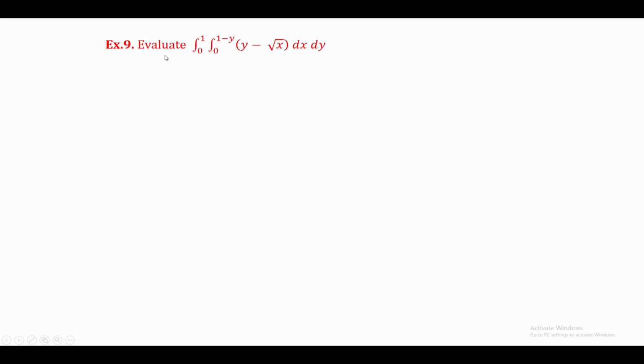Example number 9. Evaluate integration limit 0 to 1, integration limit 0 to 1 minus y, function is y minus root x dx dy. Now here, integration limit 0 to 1 minus y means these are values of x. In this integration x varies from 0 to 1 minus y. The bracket function is y minus root x into dx, then dy. Therefore integration limit 0 to 1, integration limit 0 to 1 minus y, inside the bracket y minus root x dx dy equal to integration limit 0 to 1.